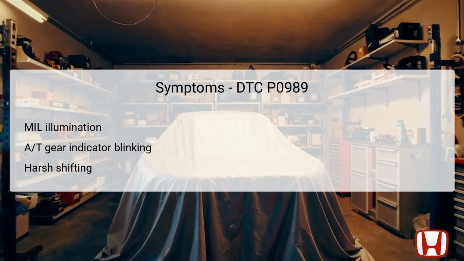When DTC P0989 is present, several symptoms may arise. The first noticeable symptom is the illumination of the malfunction indicator lamp, MIL, on the dashboard, indicating a problem detected within the vehicle's system. Additionally, the automatic transmission, AT, gear position indicator may begin to blink, providing a visual warning to the driver that the system has detected an issue.